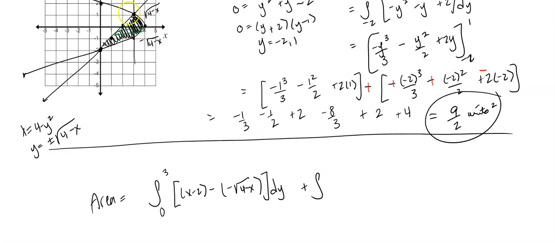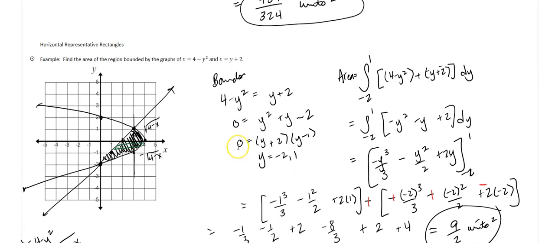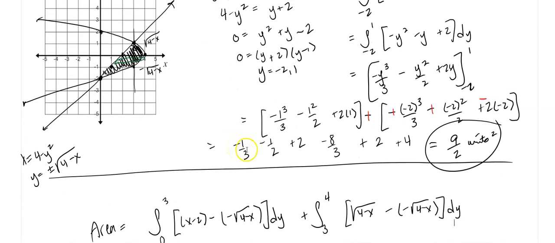And then from 3 to 4 of the square root of 4 minus x minus the negative square root of 4 minus x. And this is doable, but I don't know about you, the y version seems easier to me. So if you can save yourself a little bit of work by using horizontal rectangles instead of vertical rectangles, it's worth doing.